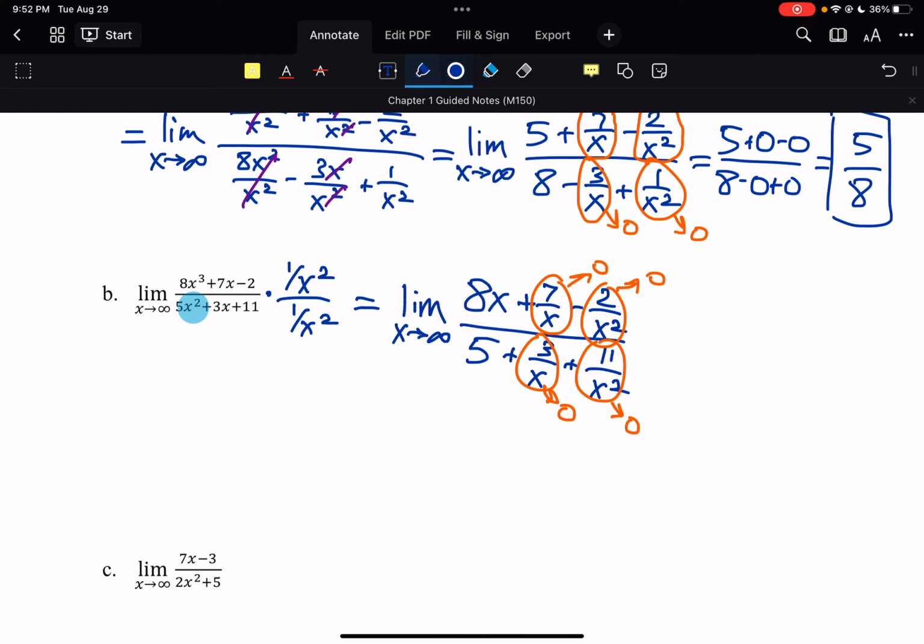The primary difference here is we still have a variable. The limit as x approaches infinity of 8x over 5. And there's no special kind of tricks to get us out of this one. As x goes to infinity, 8x is going to also go to infinity. The fact that you're dividing it by 5 doesn't change the fact that it's growing infinitely large. So this limit actually is heading towards infinity.